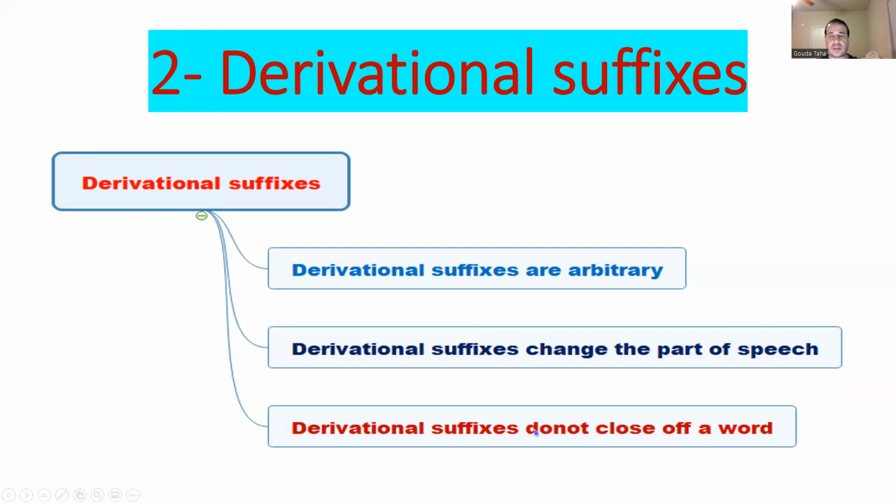Finally, derivational suffixes do not close off a word, so we can add after them some inflectional suffixes. So for example, let's say we have the word play, we add -er. In this case, the -er is a derivational suffix, but if we add -s after it, we could say we can add after a derivational suffix an inflectional one. So we could say that derivational suffixes do not close off a word because we can add an inflectional suffix after them.